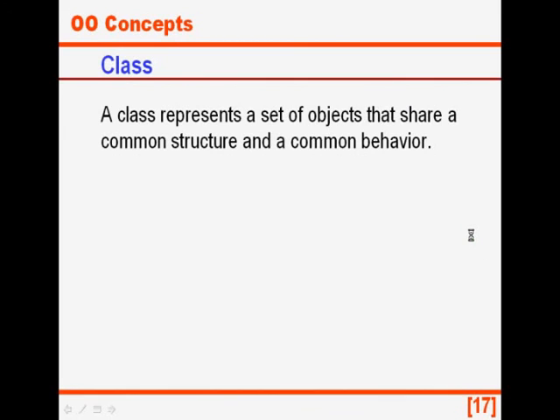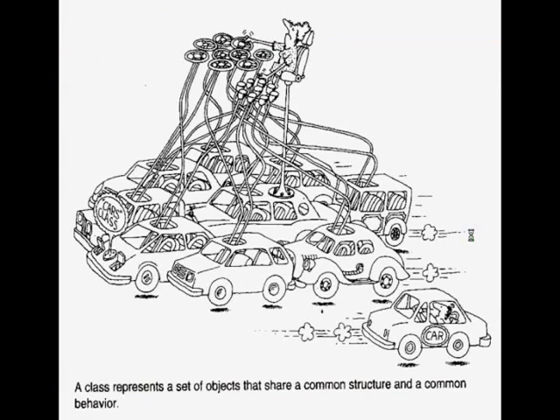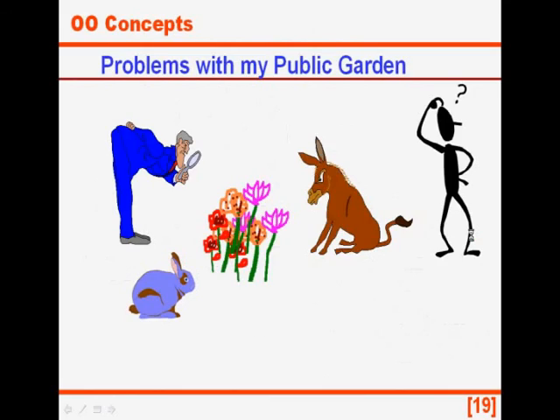A class represents a set of objects that share a common structure and a common behavior. Once again, a definition from the Grady Booch book. This is the cartoon which represents that a class is a set of objects which are similar.